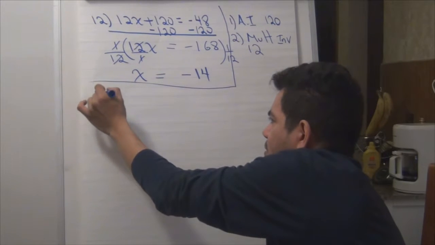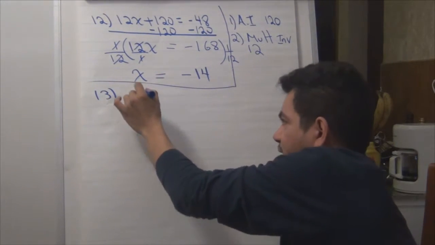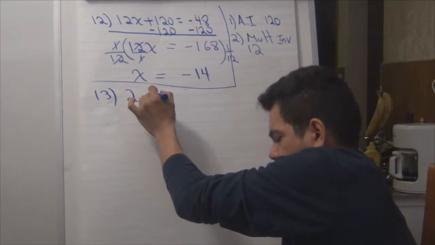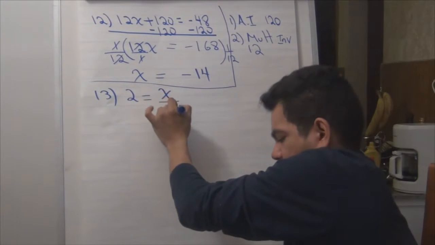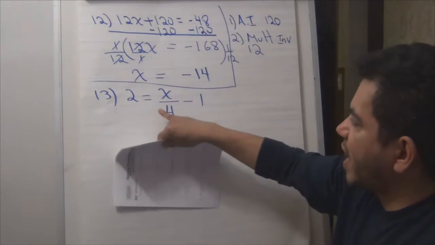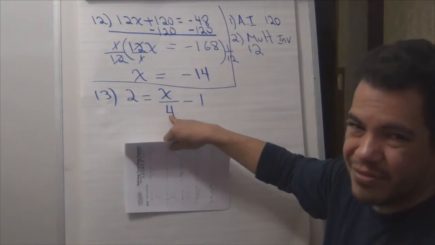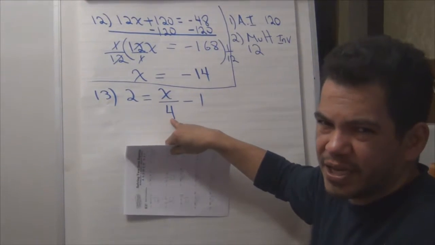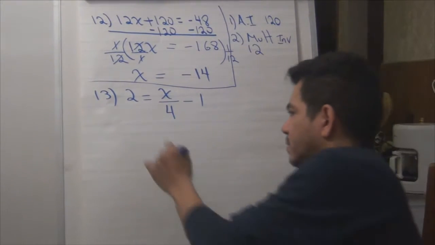Okay, so we're gonna go with 13. 13, we have 2 equals x over 4 minus 1. Two steps. Look, we have division, which in reality is not really division, it's multiplication. And I'm gonna show you why.